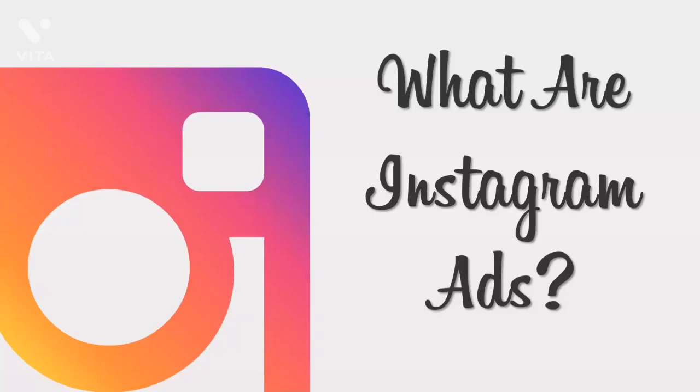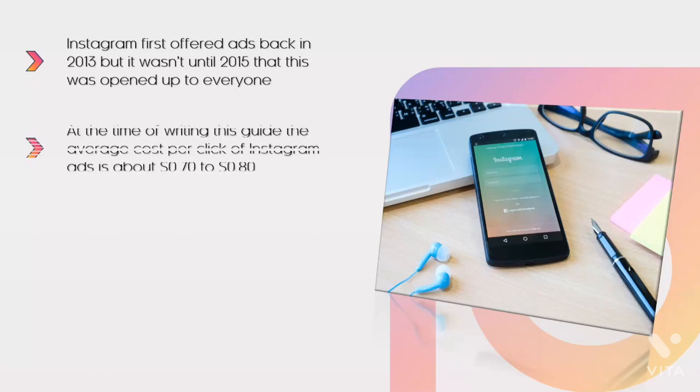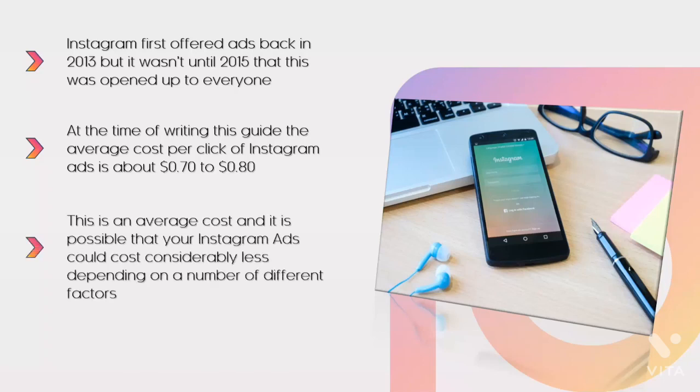What are Instagram ads? Instagram first offered ads back in 2013, but it wasn't until 2015 that this was opened up to everyone. Once businesses started using Instagram ads, they found them to be very effective. At the time of the writing of this guide, the average cost per click of Instagram ads is about 70 cents to 80 cents. This comes from an analysis of over $300 million in ad spend on the platform. This is an average cost, and it is possible that your Instagram ads could cost considerably less depending on a number of different factors. The time of year the ads are placed affects the costs, with the last quarter of the year having the highest average costs.